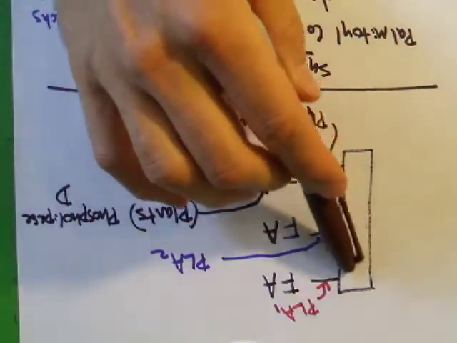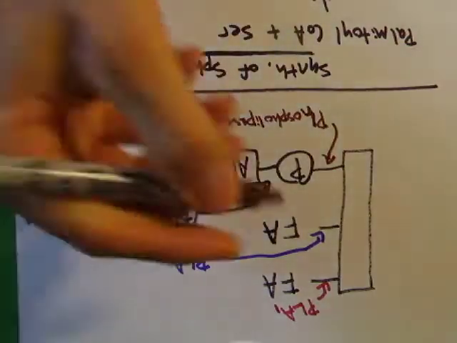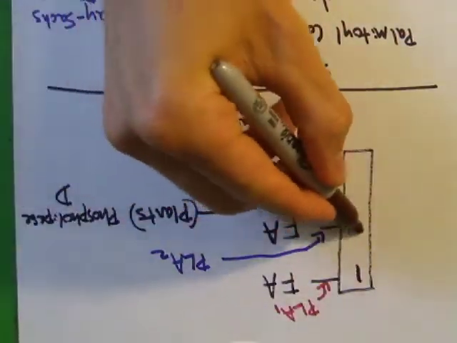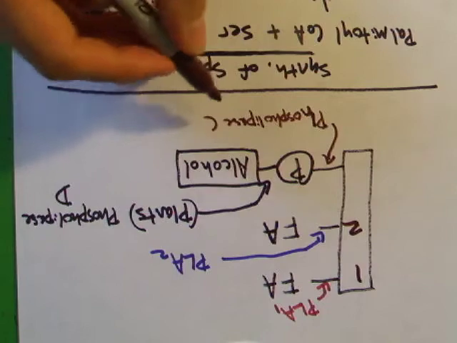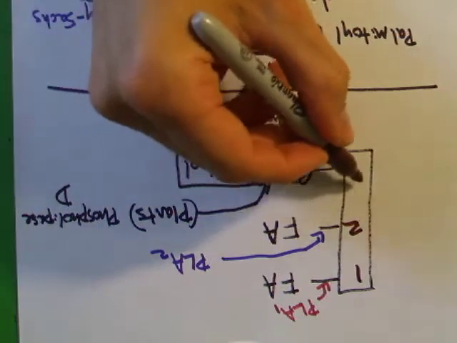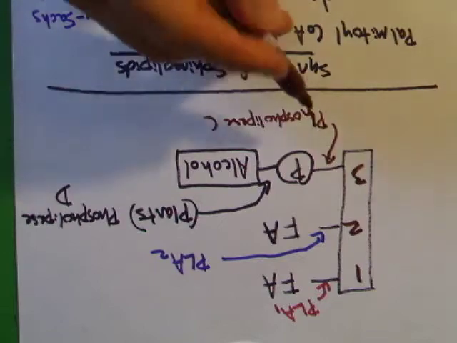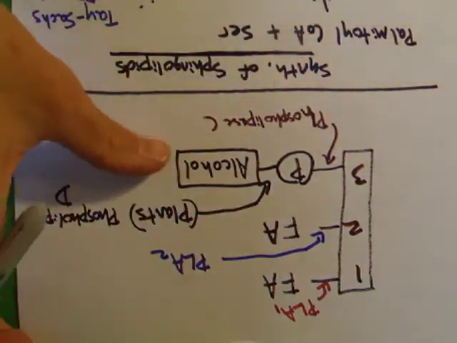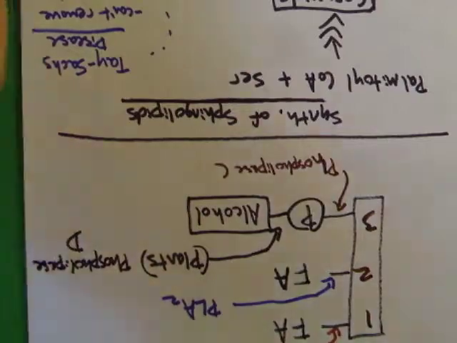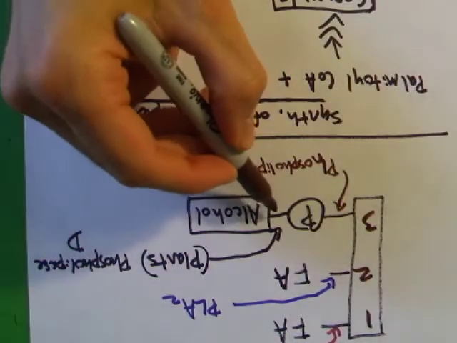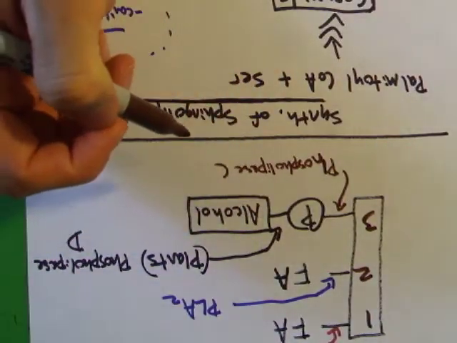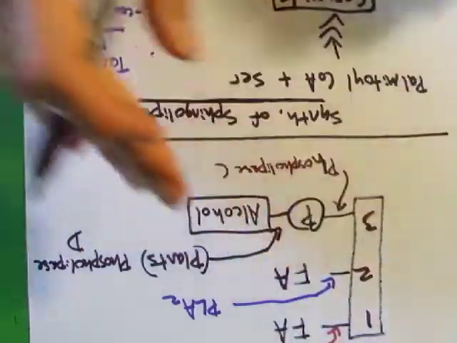PLA1 breaks off the fatty acid at carbon 1, PLA2 at carbon 2, and then rather than PLA3 they call it phospholipase C. And that breaks it off right here. He makes note that plants have a phospholipase D. They can break off just a free alcohol here, leaving all of this intact.